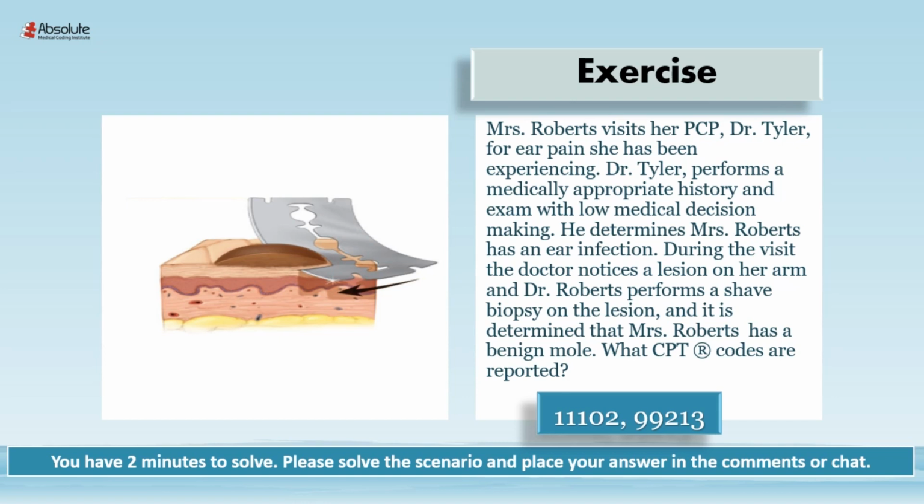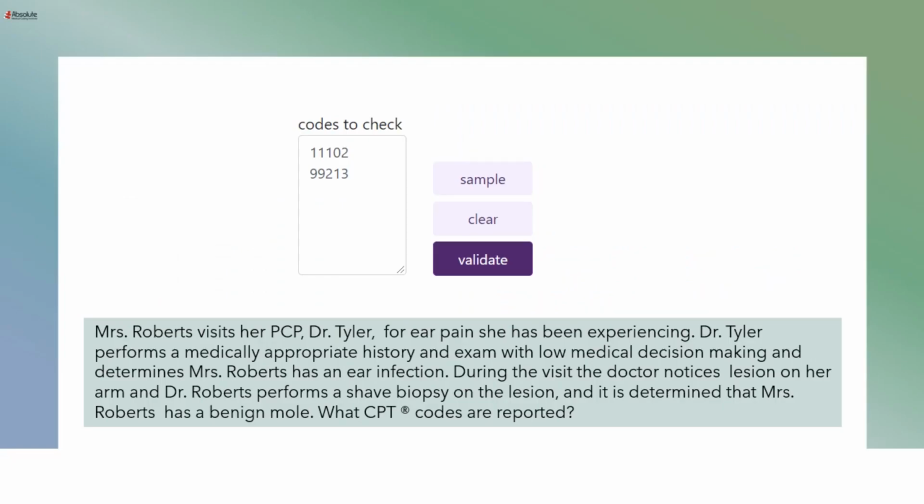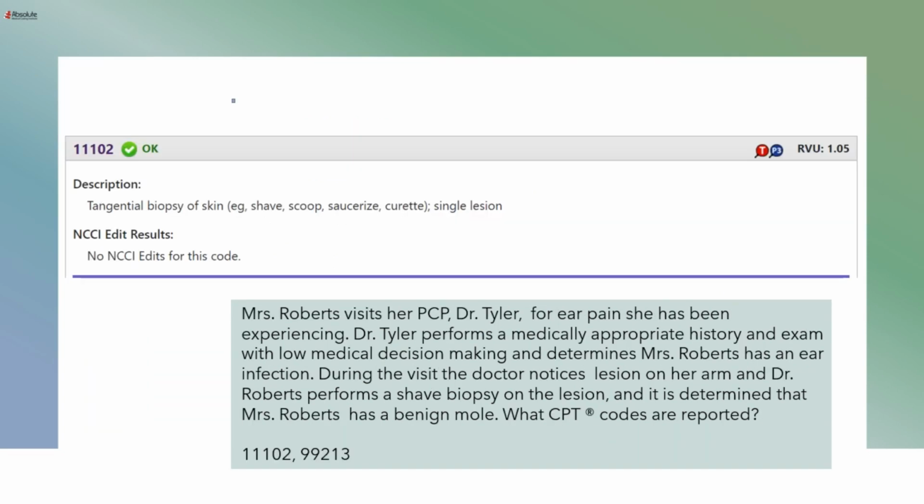All right, so it doesn't mean that these two codes are going to be reported, but I'm going to take these two codes to the editor and see if I can report them together and if there's any modifier that may need to be used. So when I place 11102 and 99213 into the validator and I check these codes, it says that 11102, this is the shave biopsy of a single lesion. That code checks out. It says that there are no NCCI edits for this code.